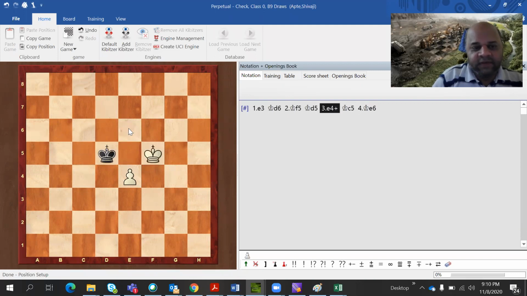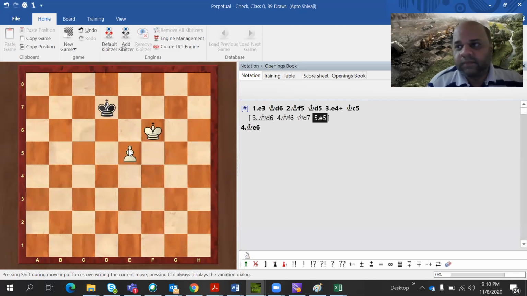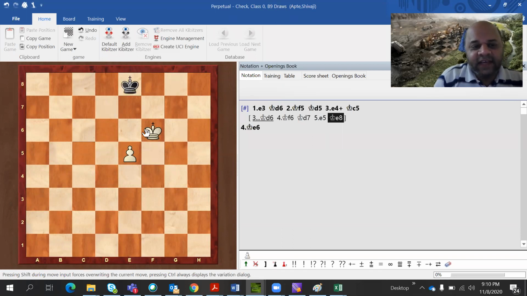King d6. Let us try king d6, the most stubborn defense. White will play king f6. King d7. Excellent. King d7. Then pawn to e5. King d8 or e8. If king e8, then king e6, again holding the opposition, again forcing the king to move.